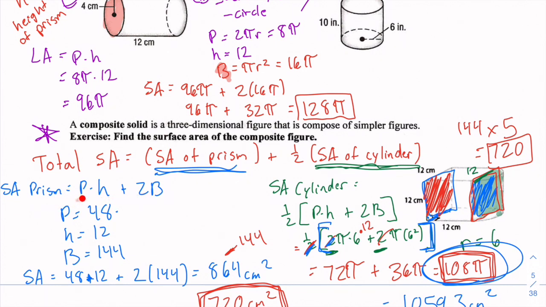So the perimeter of the base, that's what the P means. The base here, the bottom, is basically 12 times 4, right? It's actually a cube, all the sides are 12. 12 times 4 is 48. The height is 12 here. And so that's your lateral area.